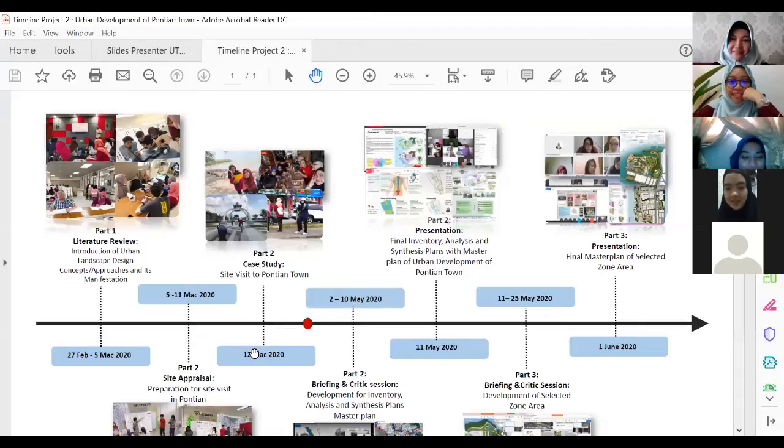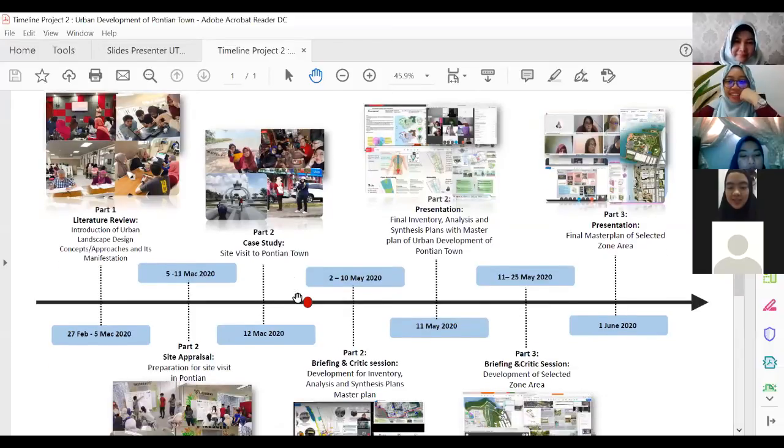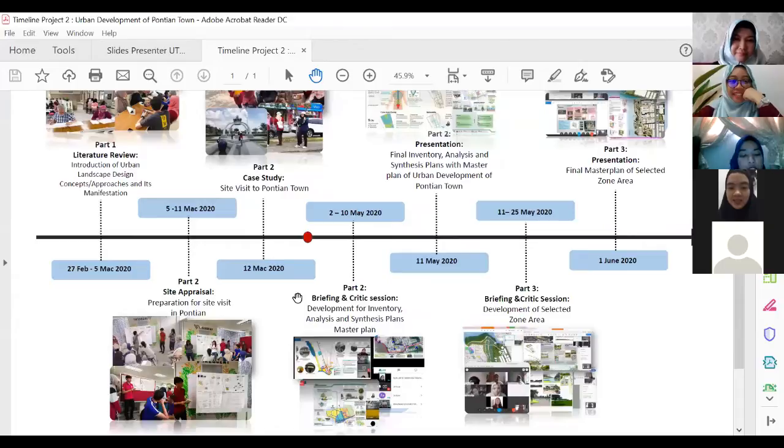Okay. So in this literature review, we reviewed and studied the given concepts and approaches, and we presented to all our friends and exchanged information, because at the next stage we will be divided into 4 groups and need to choose one of the concepts that will relate to our design idea in Pontian town.